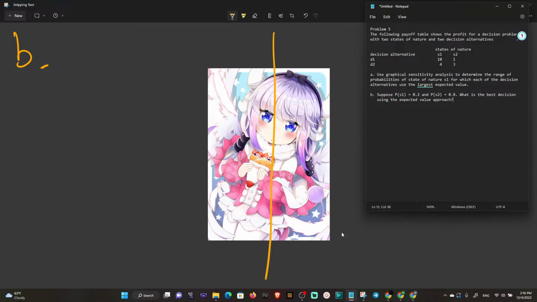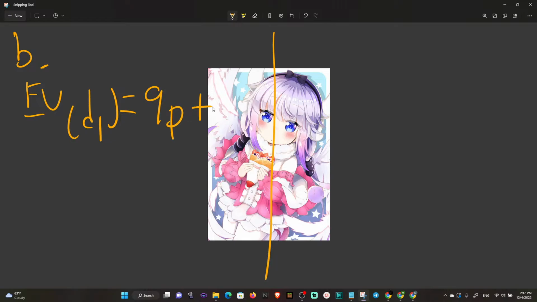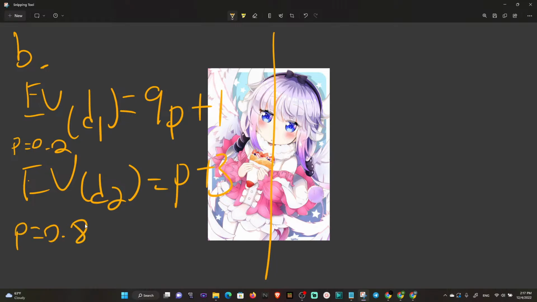Well, we choose D2 because 0.2 is less than 0.25. Therefore, what we gotta do is plug them in to both. So EV of D1 will be equal to 9P plus 1. However, EV of D2 is equal to just P plus 3. If you look at these two numbers, this one is P equals 0.2, then we pick this one down here, and to show it off, we get EV of D2.